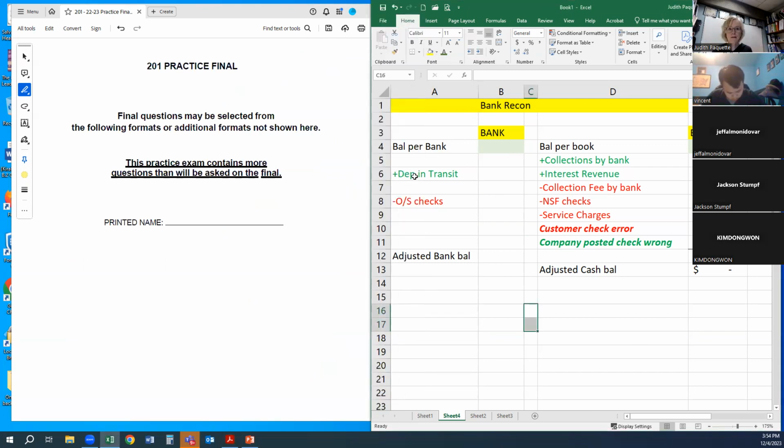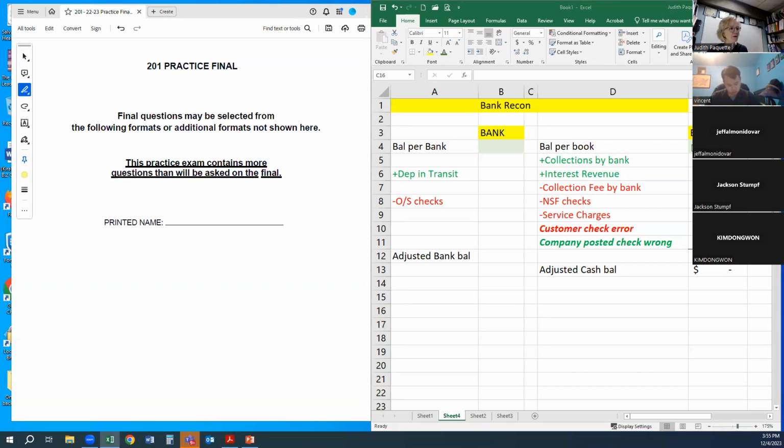any deposits in transit that the company collected but are not on the bank statement. You subtract outstanding checks, and that means the company wrote checks. Think accounts payable. The company wrote checks and they have not cleared the bank yet. Okay.